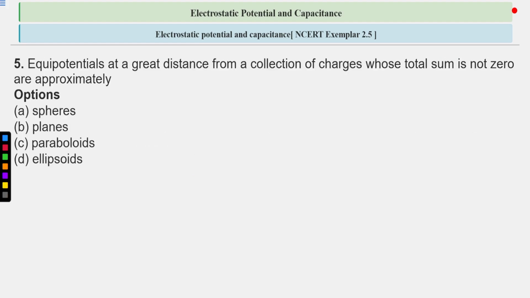Equipotentials at a great distance from a collection of charges whose total sum is not zero are approximately. So equipotential surfaces at a great distance from a collection of charges. There is a collection of a number of charges and the sum of all the charges present in the collection is not zero. So when we look at the equipotential surface at a greater distance from this collection of charges, they approximately look like option A, spheres, planes, paraboloidals or ellipsoids. So I will give you some time to think about it.